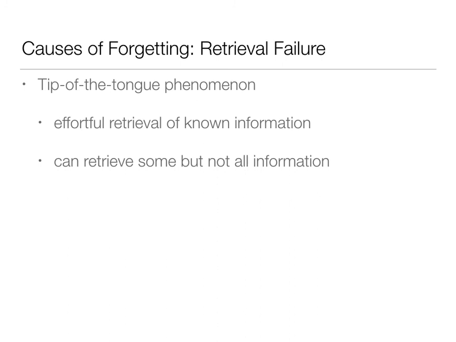And this is like the third level of research methods. So again, that's the tip of the tongue phenomenon, this effortful retrieval of known information. And we can retrieve some of it, but not all of it. And for the life of you, you can't figure out why. It's not that you don't have that information, because I still have it. I just couldn't get it out. I was having a retrieval failure.